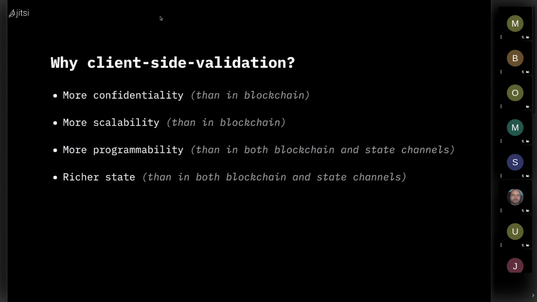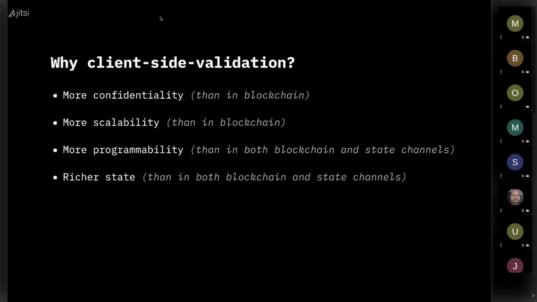So why client-side validation? Why do we need all of that if we already have Lightning and state channels? Well, there are 4 reasons which I can name, and 2 of these reasons make client-side validation better than blockchain, and 2 other reasons make client-side validation better than state channels and blockchain.